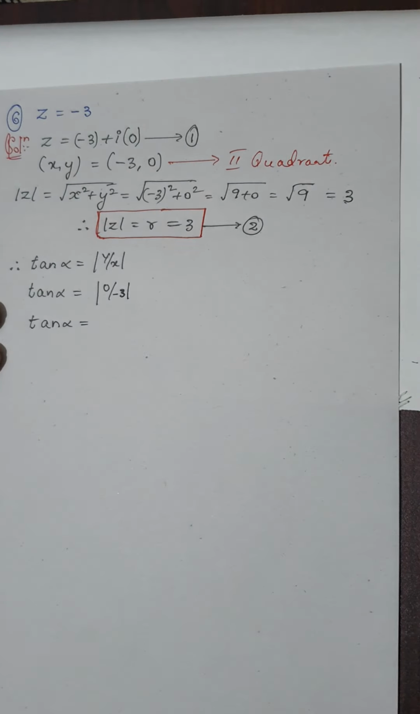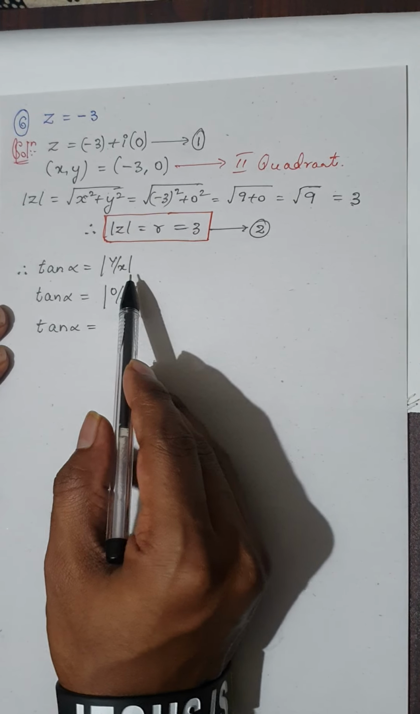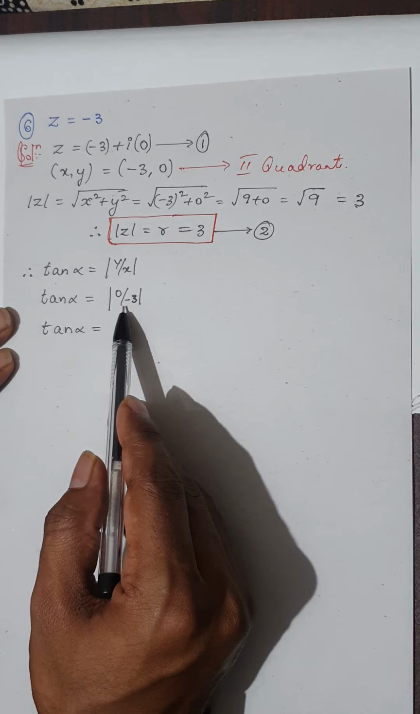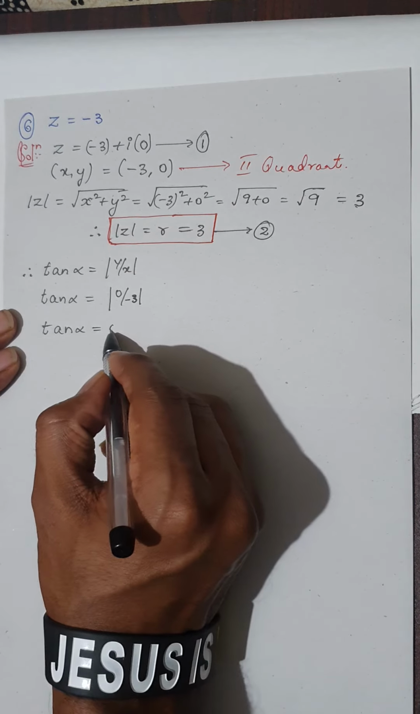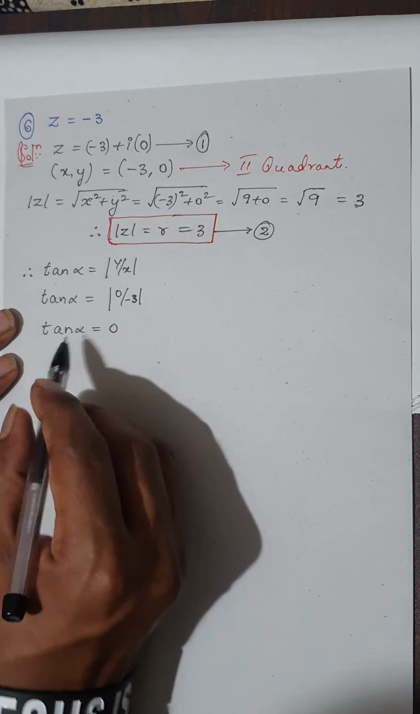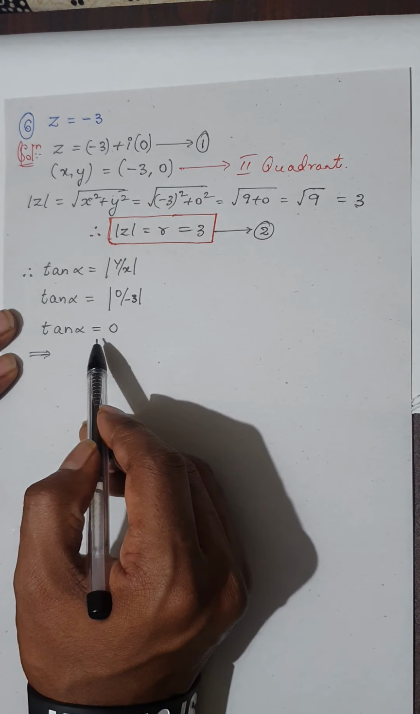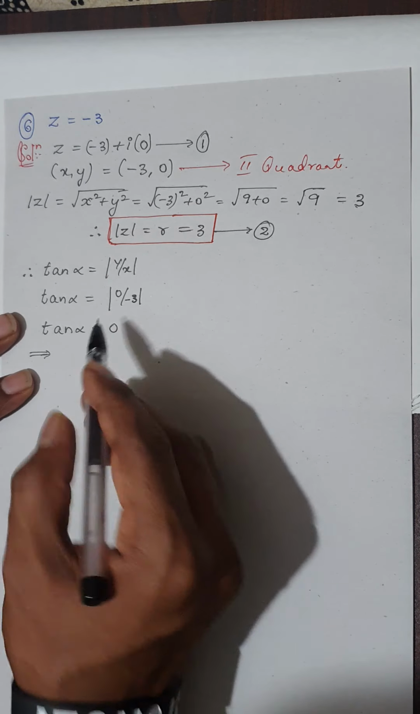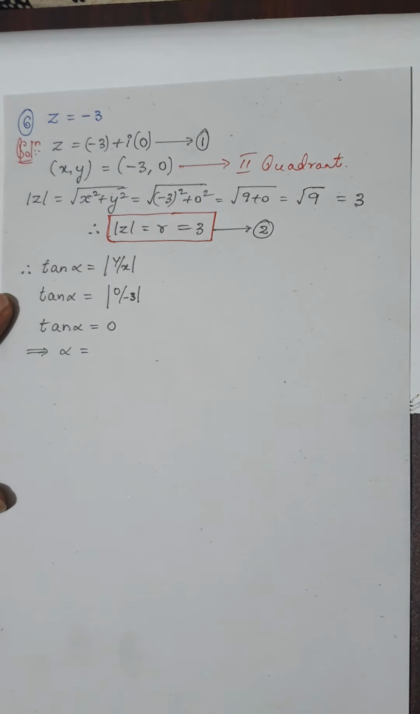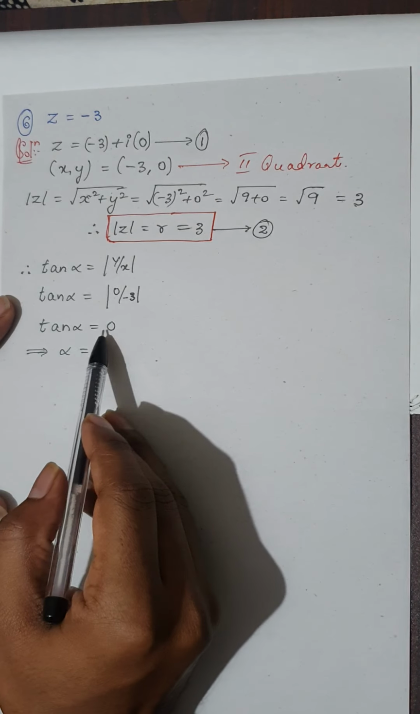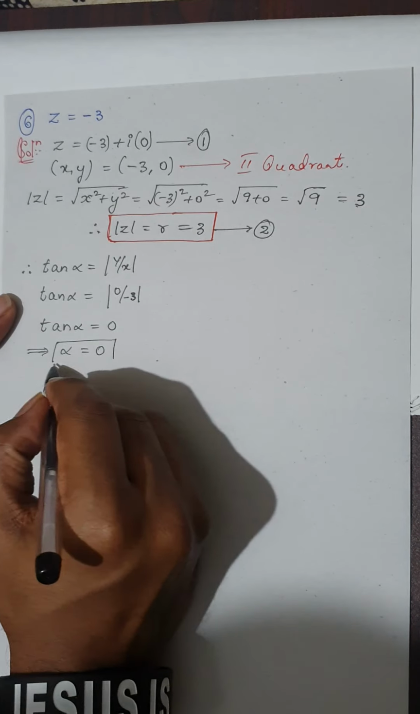Okay, fine. Now checking for the value of alpha. Tan alpha is equal to modulus of y by x. That will give you modulus of 0 by minus 3. Now what is 0 by anything? If the numerator is 0, it would be completely 0. If the denominator is 0, then it would be not defined. If the numerator is 0, then the value becomes 0. Now can you tell me tan what value is 0? We all know tan 0 is 0 because sin 0 is 0. Since sin 0 is 0, tan 0 will be 0. You will get alpha is equal to 0.